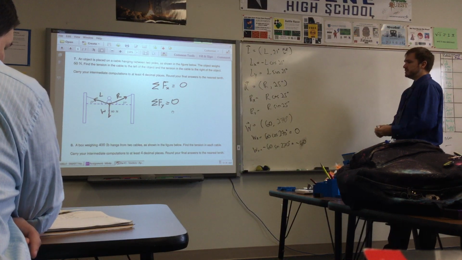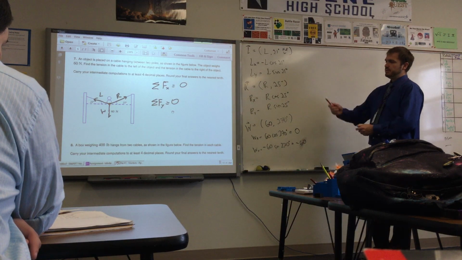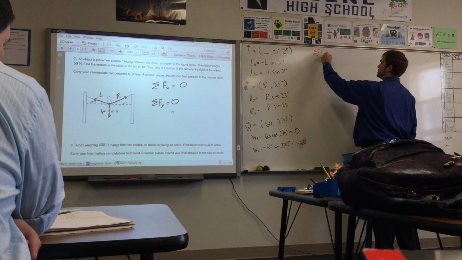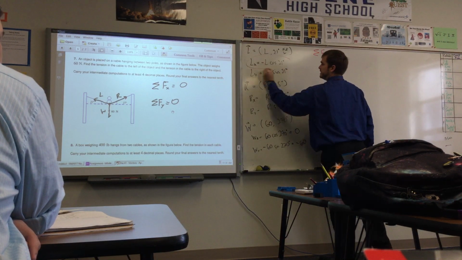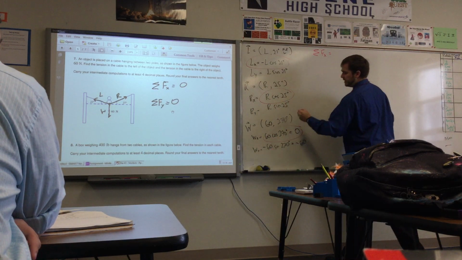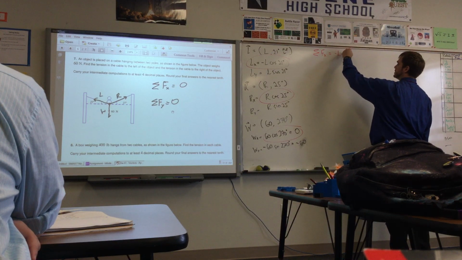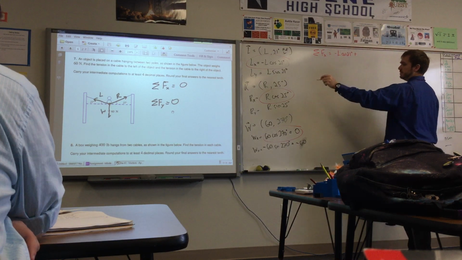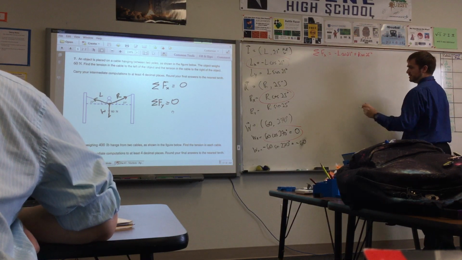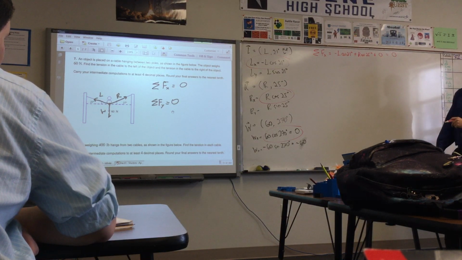Okay? So now we're going to write our two equations, summing the forces in the x direction and in the y direction. So here we go. Summation of forces in the x direction. That's going to be Lx, Rx, and Wx. So Lx negative L cosine 21 degrees plus R cosine 25 degrees plus 0 equals 0.